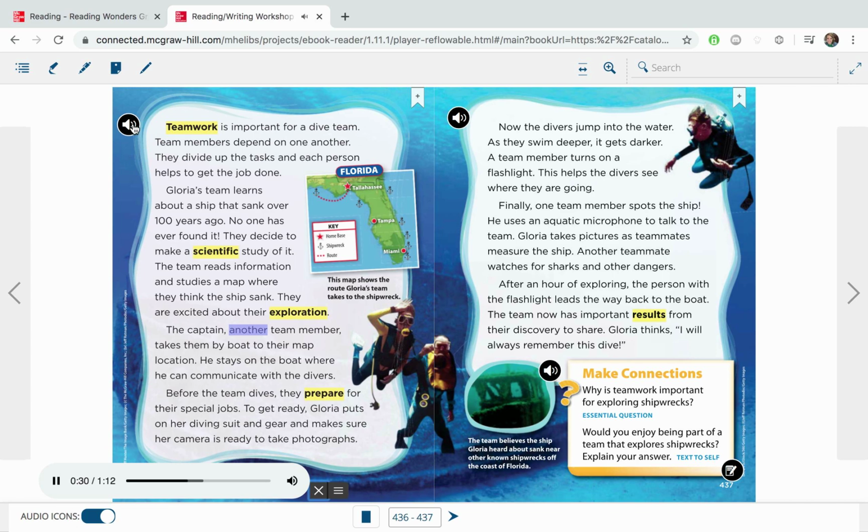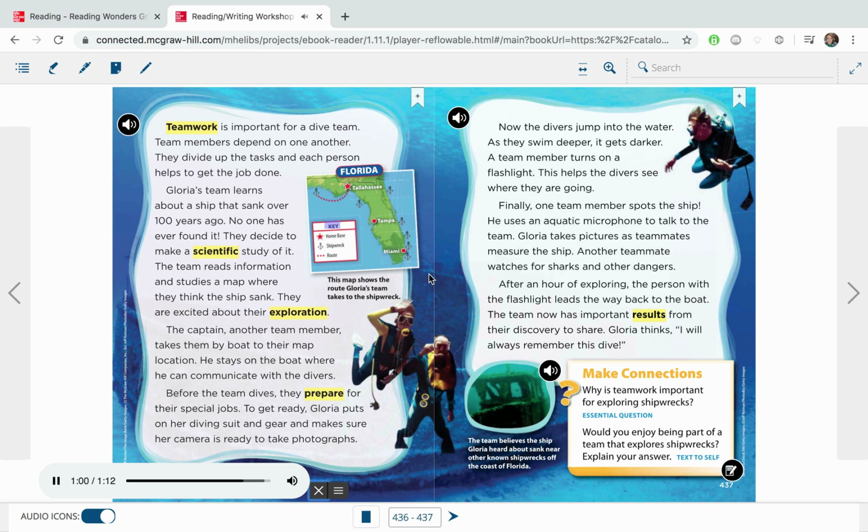The captain, another team member, takes them by boat to their map location. He stays on the boat where he can communicate with the divers. Before the team dives, they prepare for their special jobs. To get ready, Gloria puts on her diving suit and gear and makes sure her camera is ready to take photographs.